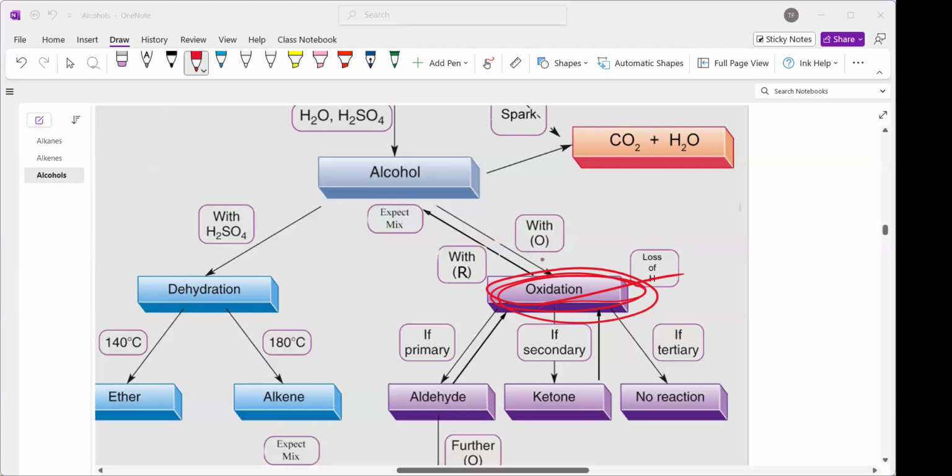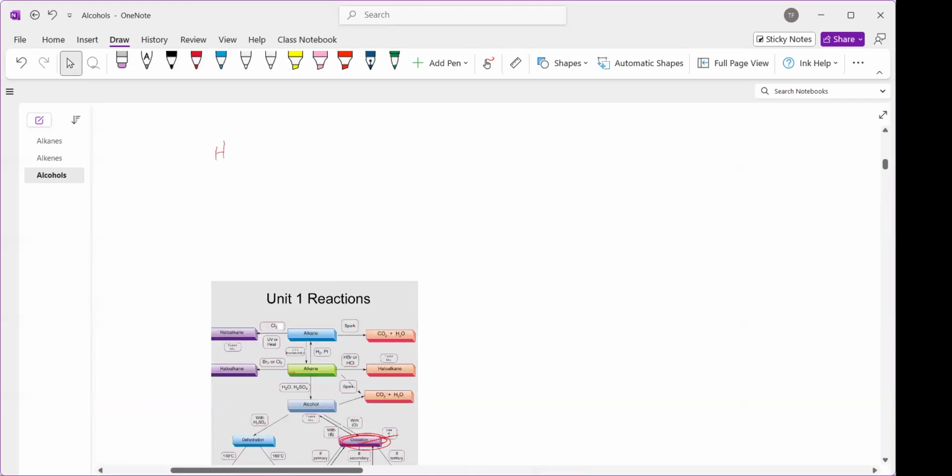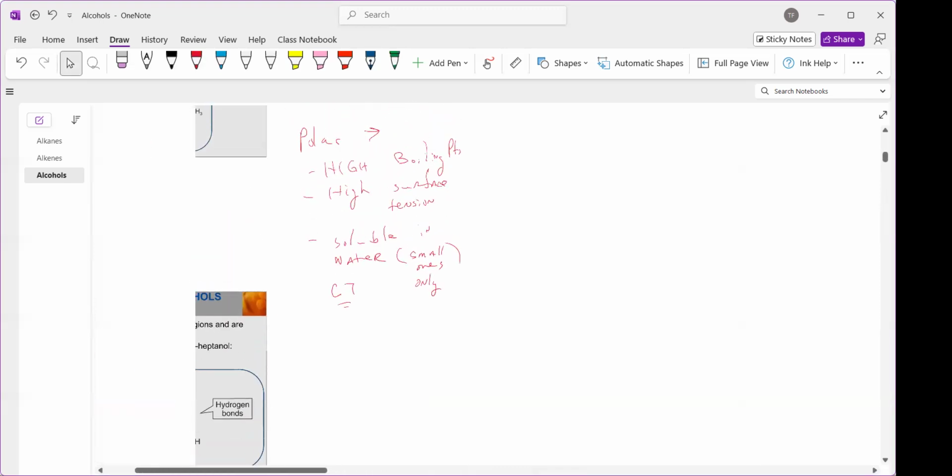So when you do your first wet lab on alcohol, you're going to be using a flow chart similar to this. And you can have an unknown. And you determine what's in your unknown. And one of the tests is going to be oxidation. Okay, so let's go back up here again and talk some more about this.